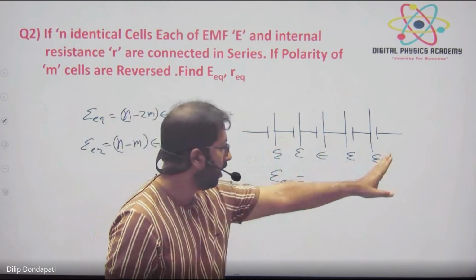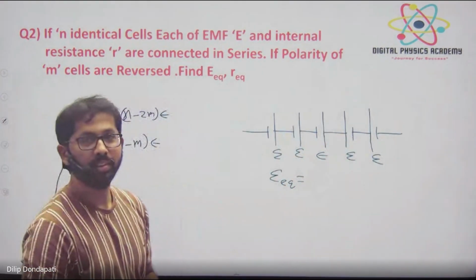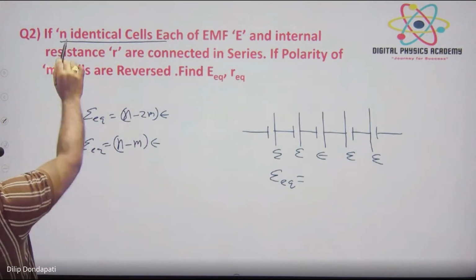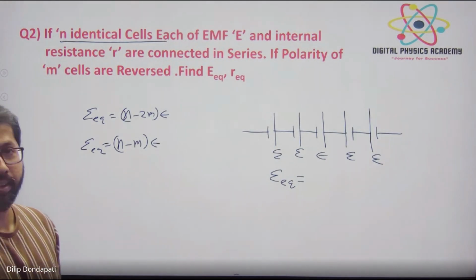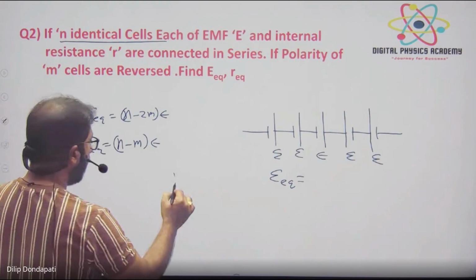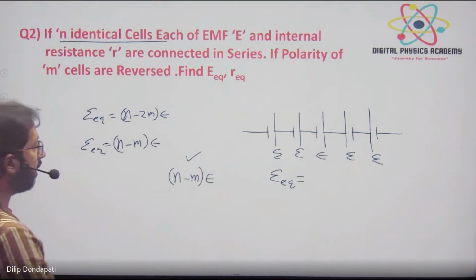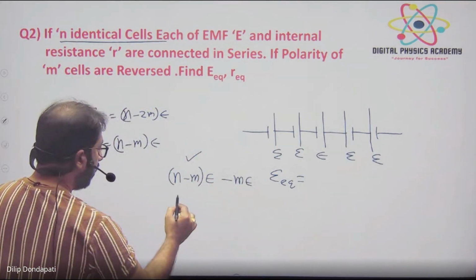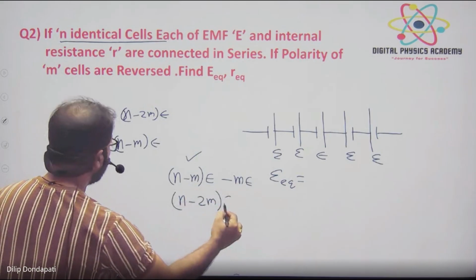How did you do it? First you added total minus this one, or you added only the positive ones and then subtracted, right? Only positive and subtracted. So in N identical cells with M reversed, first identify the positive ones. How many positive terminals are there? N minus M, and then minus M again. N minus M times E is the positive terminal part, right? Minus how many cells are reversed? ME. So what will it be? NE minus ME minus ME, minus 2M, right? N minus 2M into E. This is the answer. This is E equivalent.